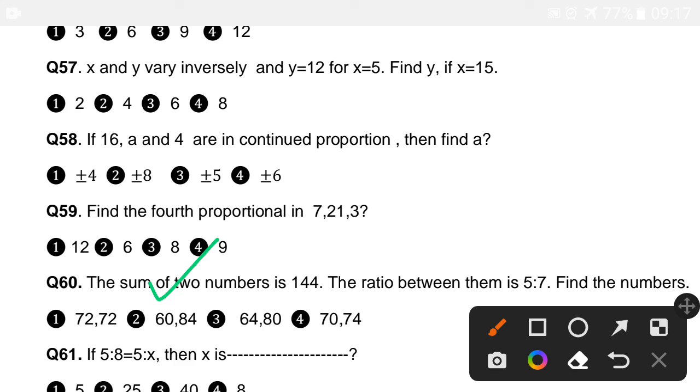So in this video we covered the questions from 41 to 60. Most of the questions are related to equations and ratio and proportion, and I think this will help you a lot in your coming examination.